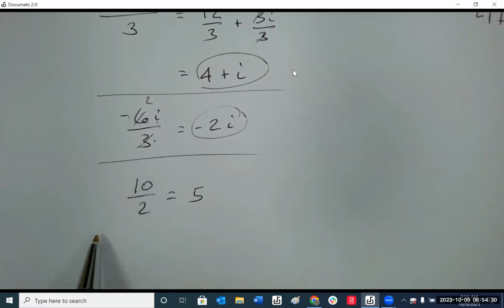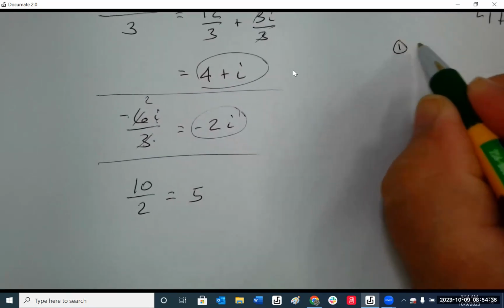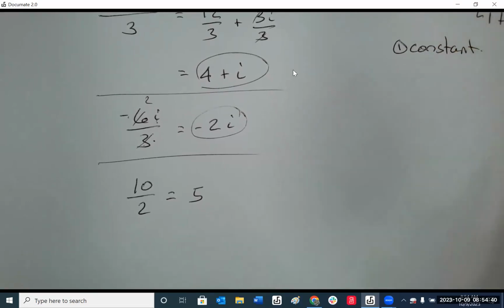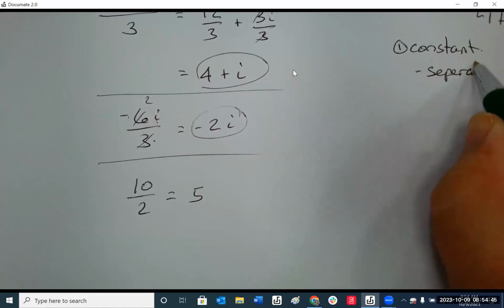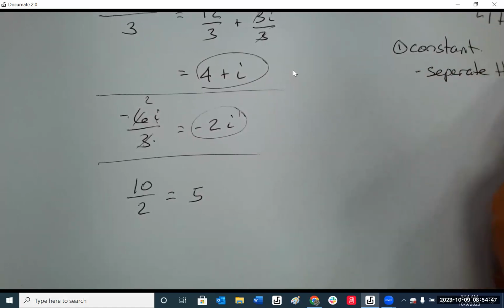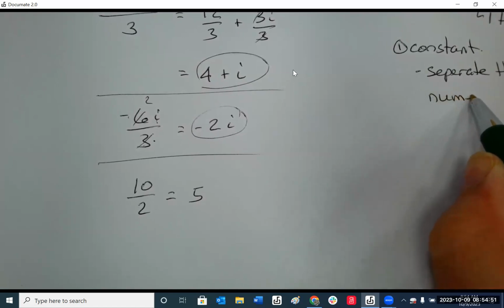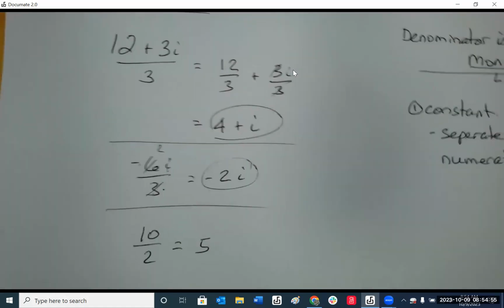Okay, so if you have a monomial, and it's a constant, separate the numerator. Just break it up into 2 pieces.